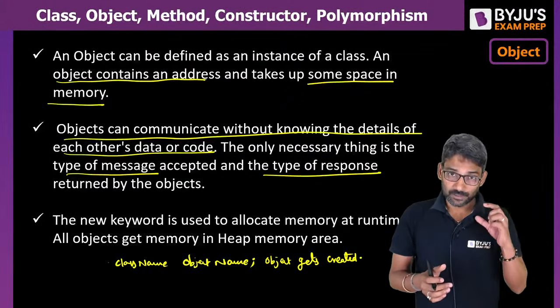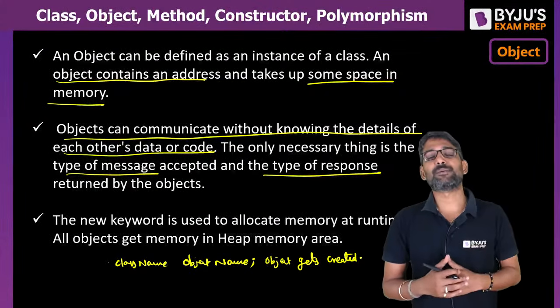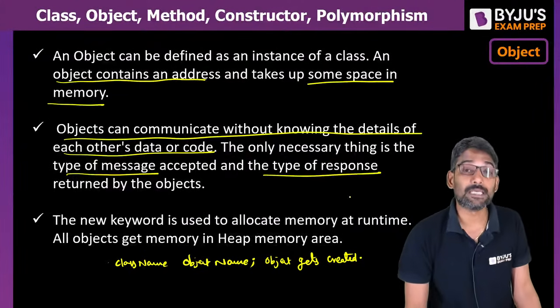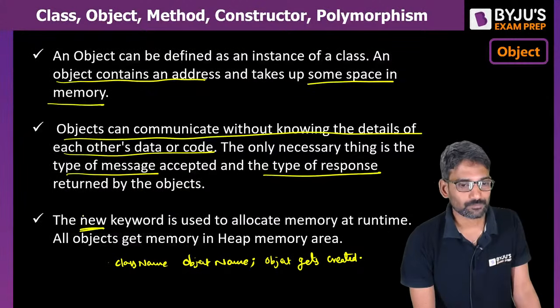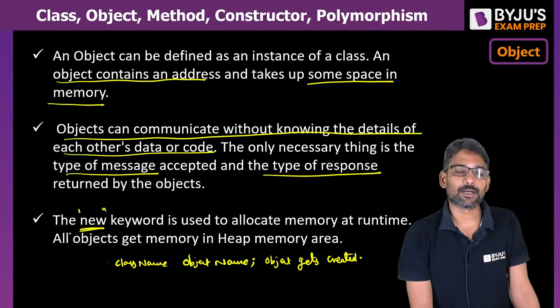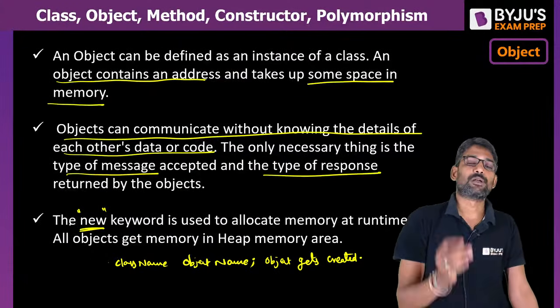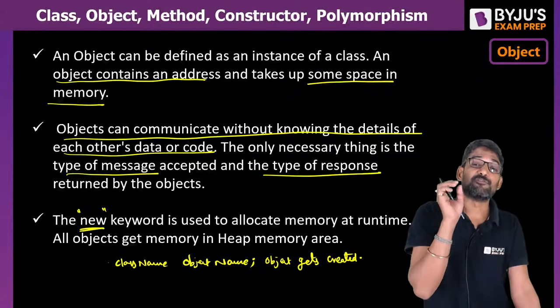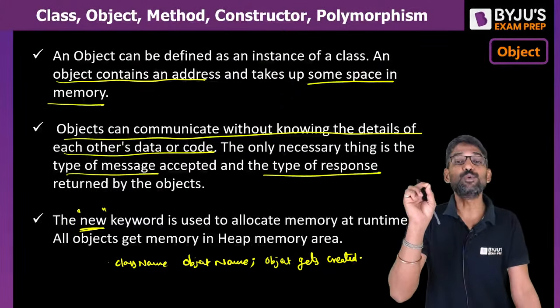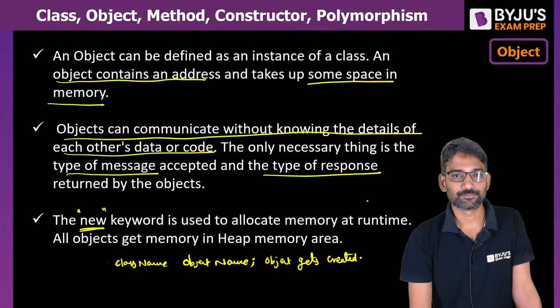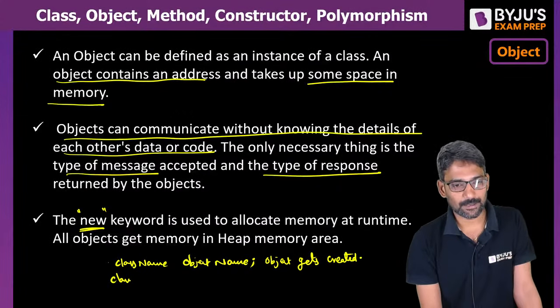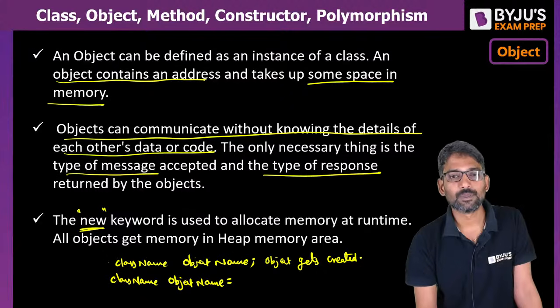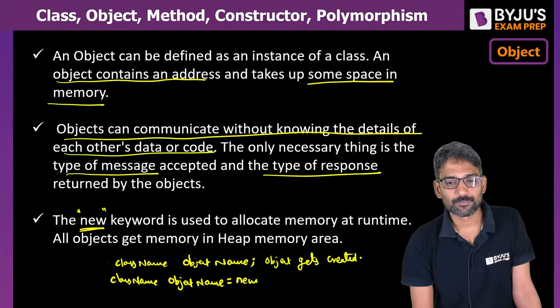But to trigger that dynamic memory allocation, we will use one keyword called new. So in Java kind of programming languages, for allocation of memory, which keyword is used? The new keyword is used. How? Class name space object name is equal to new constructor.